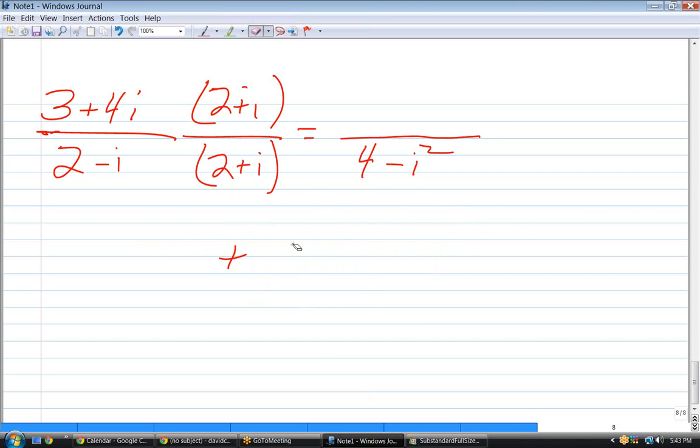What is 4 minus i squared equal to? That'd be negative 4. Okay, let's do it this way. i squared is negative 1. So it'd be plus 4. What's 4 plus 1? 5.